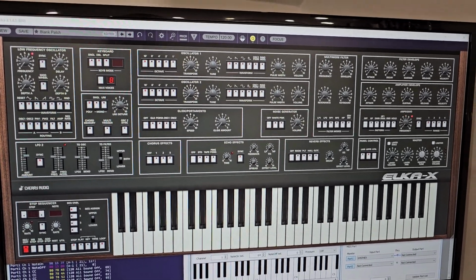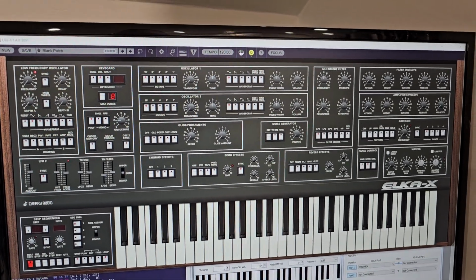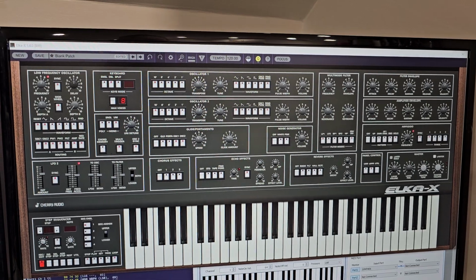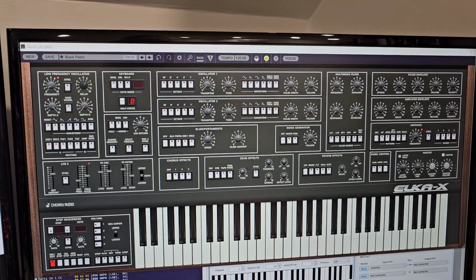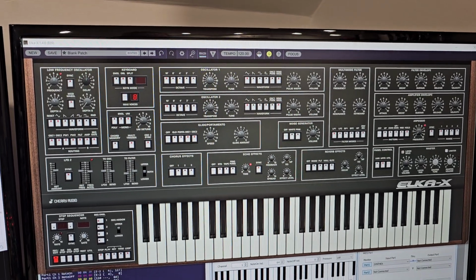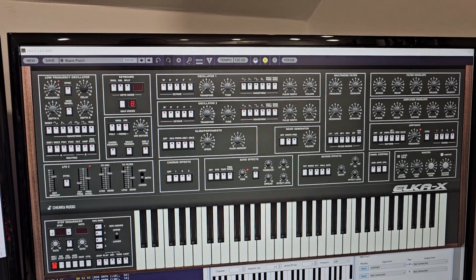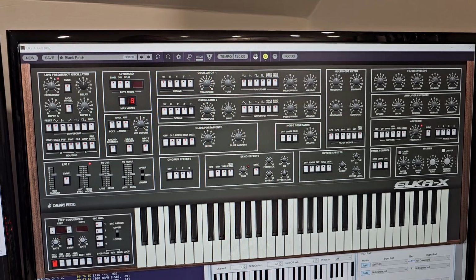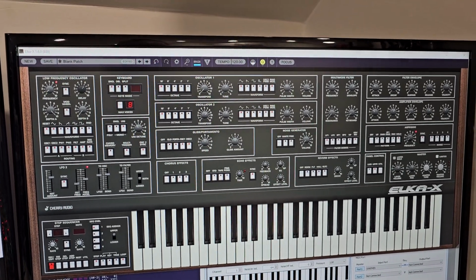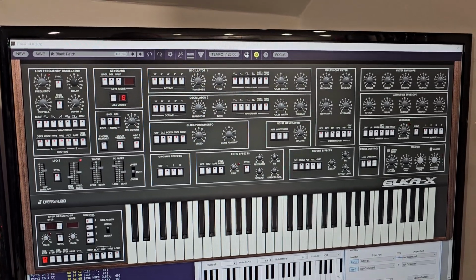So if I select a patch on the editor, the hardware editor, you can see all the controls moving on the VST. At the moment, the LED lights up, that's a split mode. And when it goes out, you're in single or double mode.